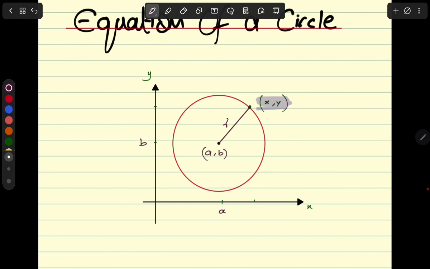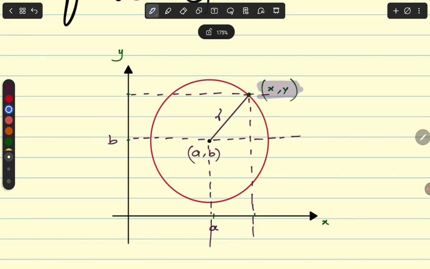Now, if I drop a perpendicular line from this random point to the horizontal axis, and from the center to the horizontal axis, and if I also draw two horizontal lines from these two points to the y-axis, then you will be able to identify a right angled triangle here, right? I hope you are already able to see that. So there we have a right angle triangle. So if the 90 degrees angle is right here, then the side opposite to it is called the hypotenuse.